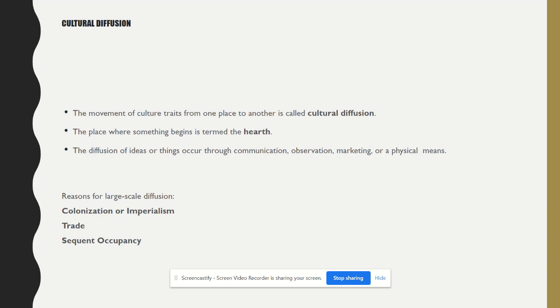And also the term sequent occupancy, which is a term we didn't talk quite about as much this year, but basically it means the footprint that one culture leaves on the physical environment and how it influences the next group of people that live there. Sequent occupancy is a term that I just saw going through the course outline that I wanted to highlight. You can think about it in the context of how Native American names of places affect the naming of places for the United States or Mexico, things like that.